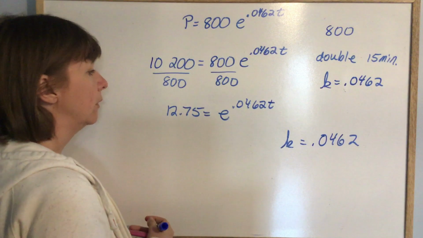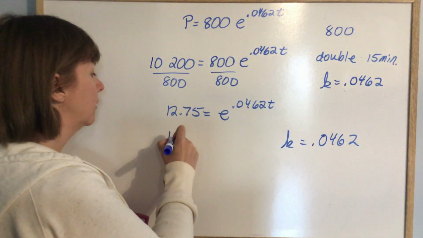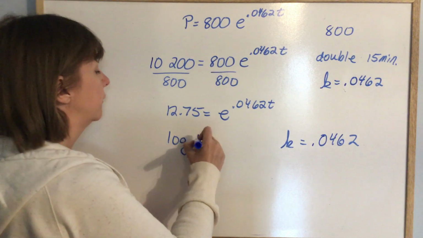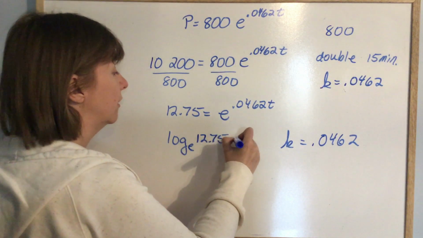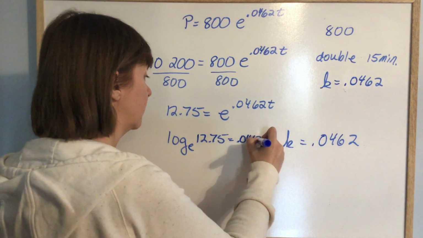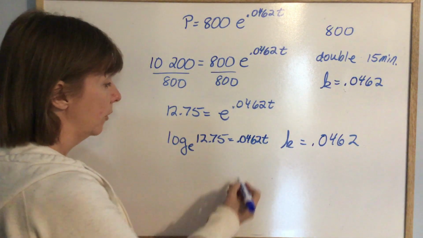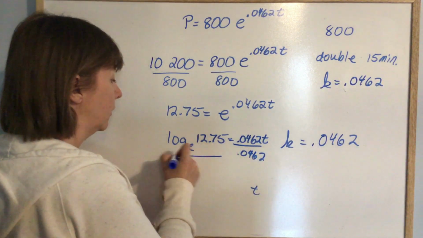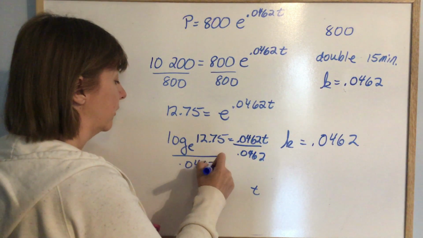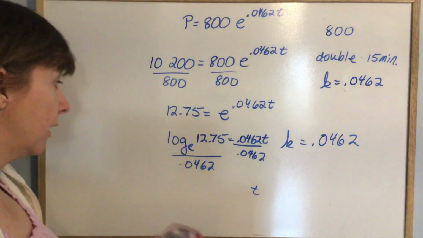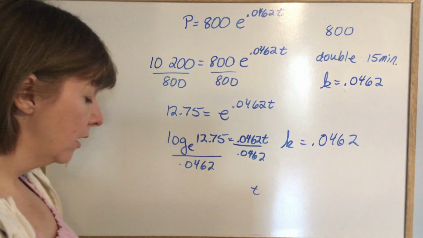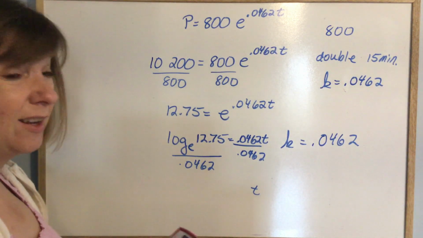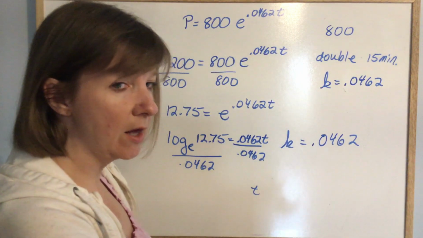So again, I would change this into logarithmic form. So log e, also known as ln, of 12.75 is equal to 0.0462 t. So I'm going to divide this side by 0.0462. I'm going to go to my calculator. Log e, remember, is just ln. So ln of 12.75, and I hit equals so that I know I have that answer.